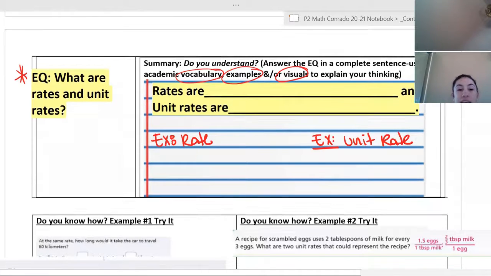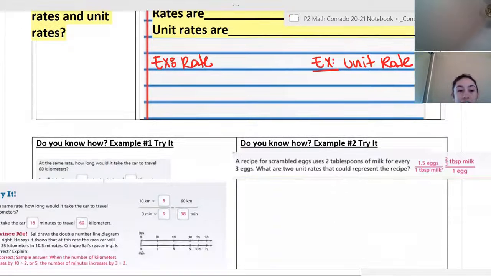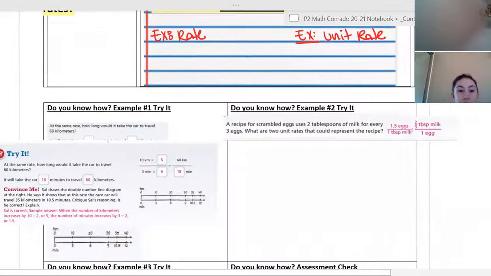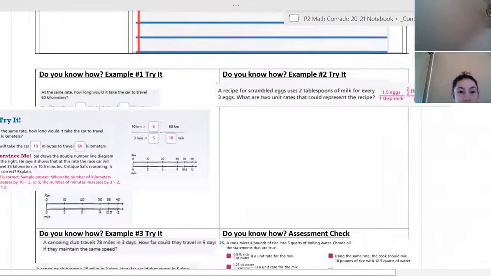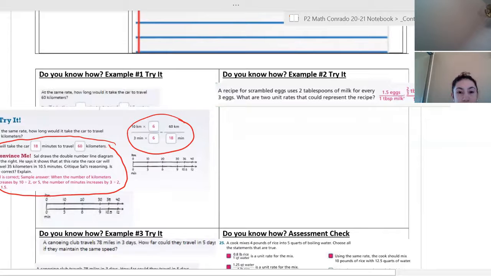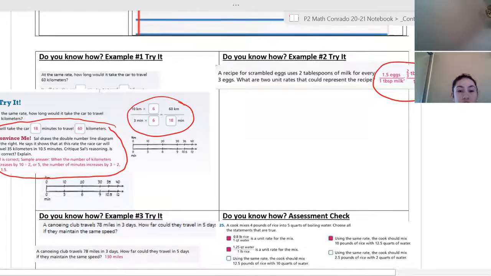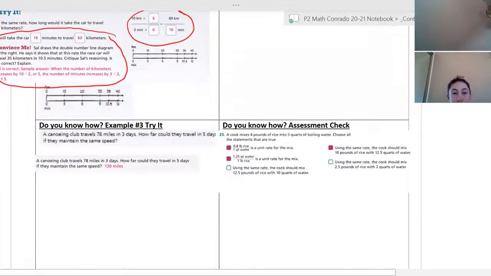Okay, go ahead and check your answers for the output page. And then go ahead and check your answers for quadrants 3 and 4 on your output page.